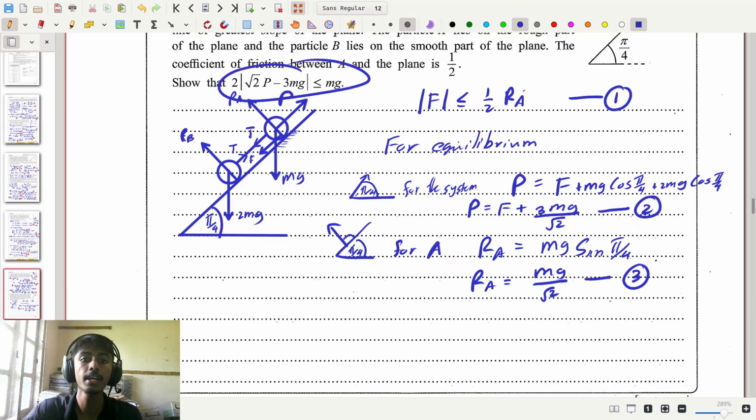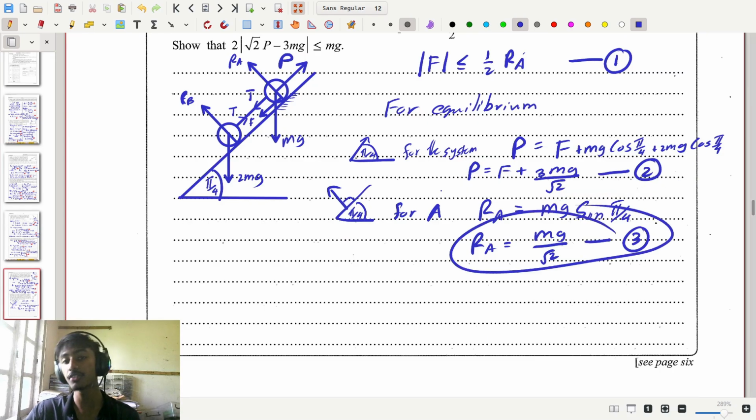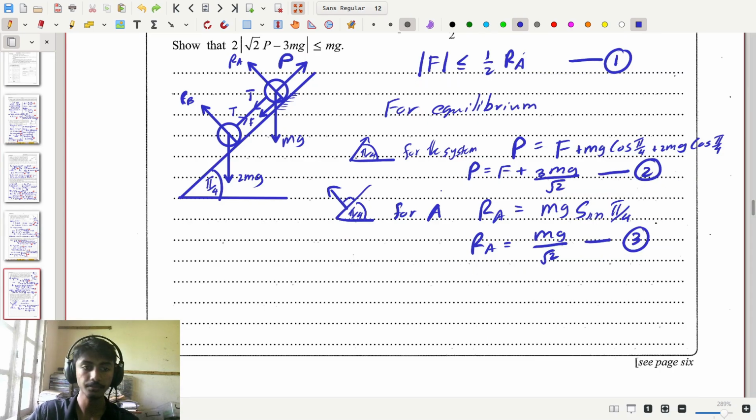We can see by intuition, if we substitute into F here, we will have the modulus on one side, we'll have the inequality, and therefore we will probably get what we want by substituting into this equation right here, in order to get the value of P, and then we'll get 2 times modulus of root 2p minus 3mg less than or equal to mg. So for this, I'm going to substitute equation number 2 and equation number 3 into equation number 1.